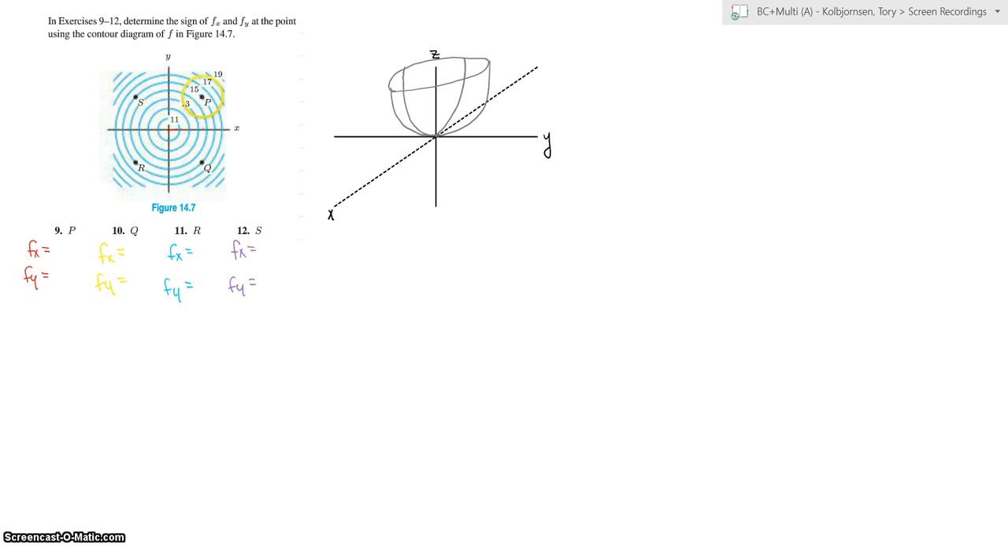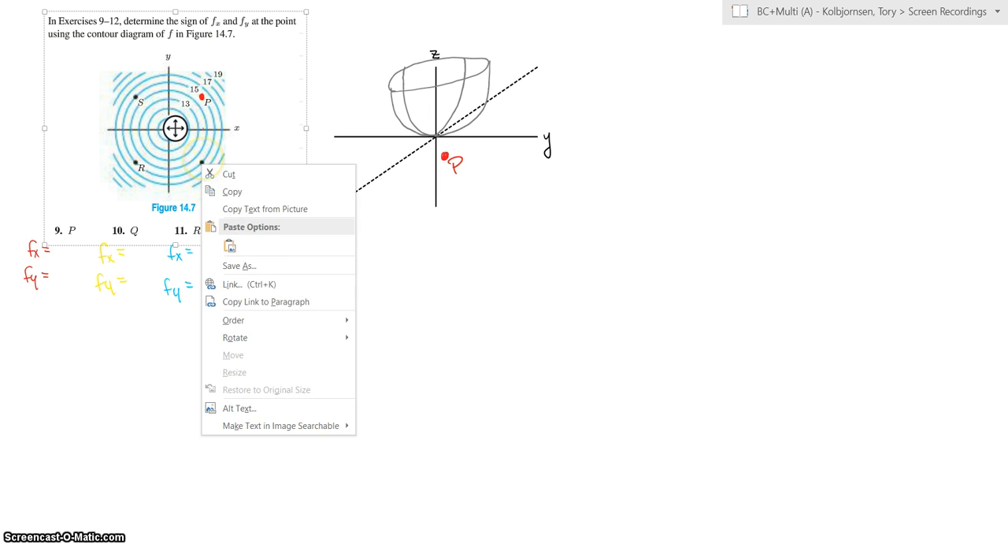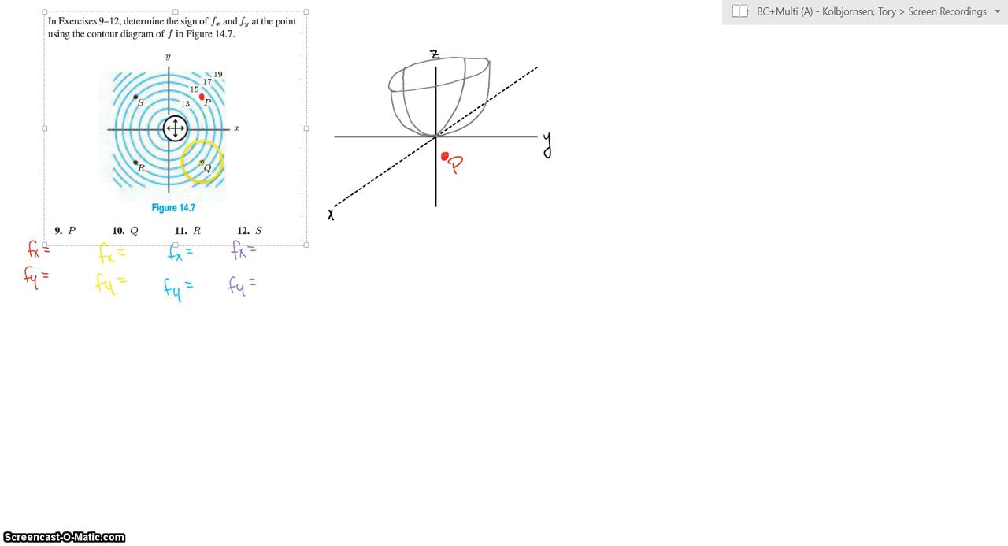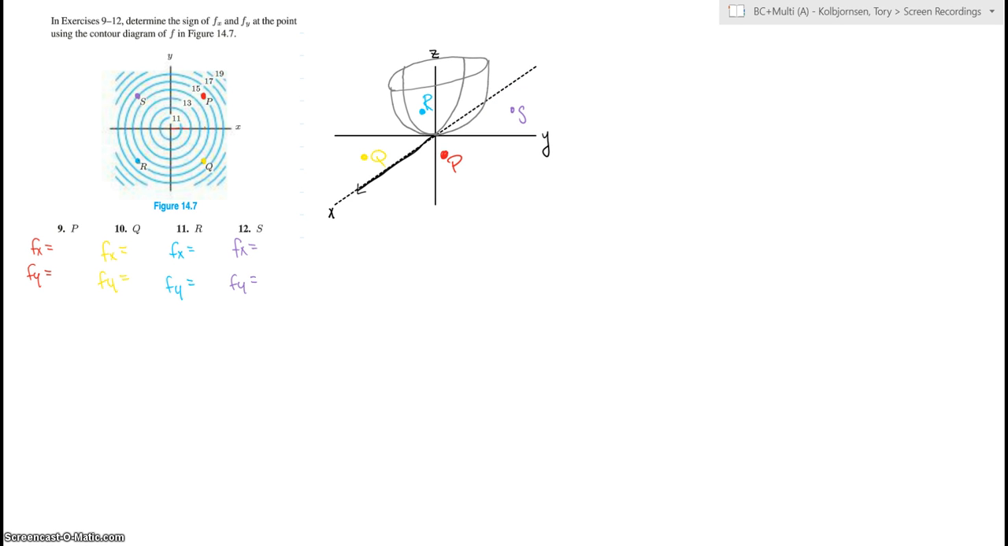quadrant. So we have our red point P, which we know is going to be in the positive x and y quadrant. So that means P is in this one. Next, we have our yellow point Q in the quadrant next to P. We have our blue point R in the negative x and y quadrant, and our purple point S in this final quadrant. So now we can look at the behaviors of fx and fy.